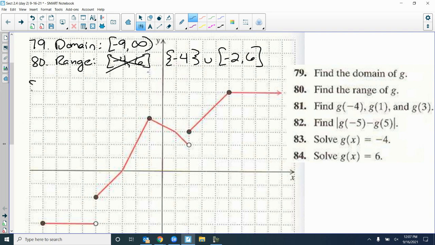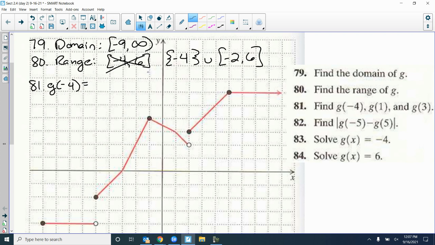All right, 81. Sometimes this one is a little confusing the first time you see it. You've got to look at it. What are you looking for? It says G of negative 4. When you plug in negative 4, what do you get back for your answer? That's what it's saying, and there's nothing to plug into.